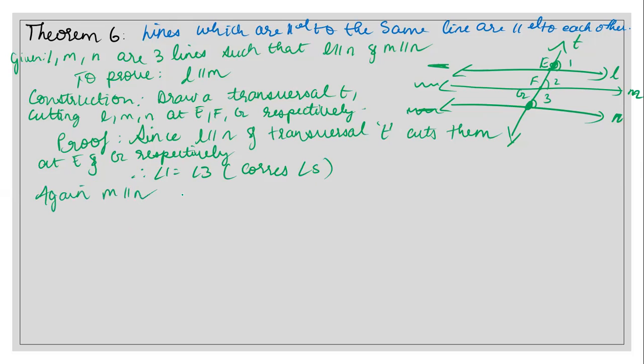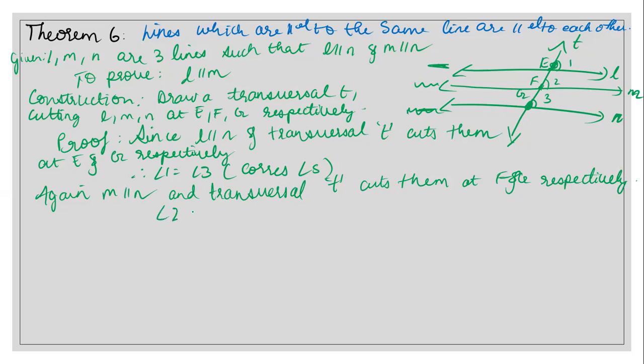Now again, M is parallel to N and transversal T cuts them at F and G respectively. See, M and N are parallel to each other and transversal T cuts them at F and G respectively, so that angle 2 is equal to angle 3. Again, because they're corresponding angles.